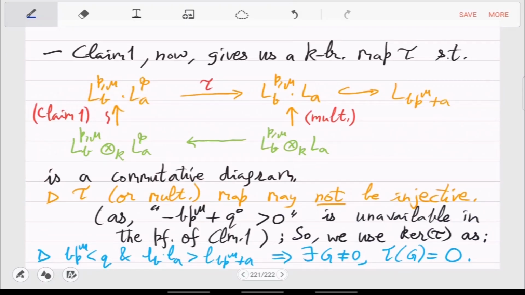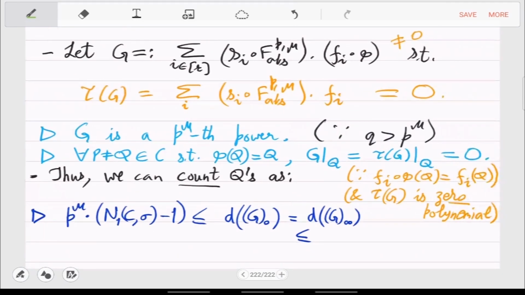Let me draw a branch here. Branch is that this embeds in BP mu plus AQ, this branch. The G sits there and it is really an element of L of BP mu plus AQ. So that's how many poles it can have, or what's the multiplicity. Which means that we have a count on N1 C sigma.